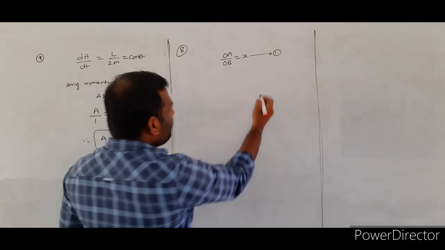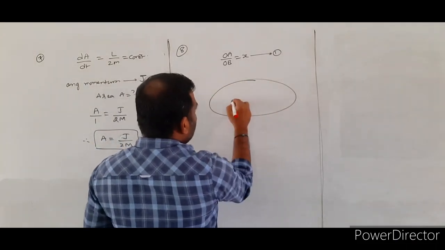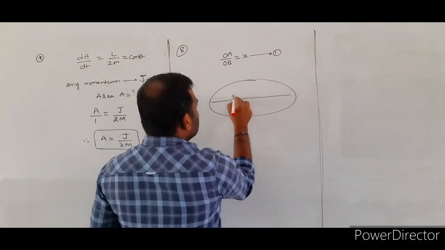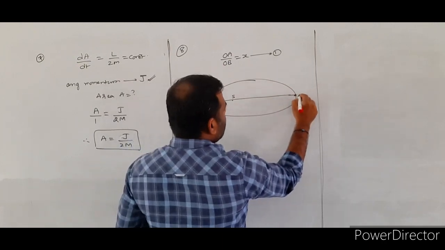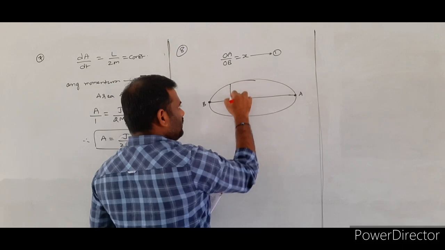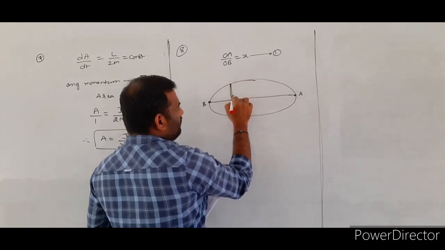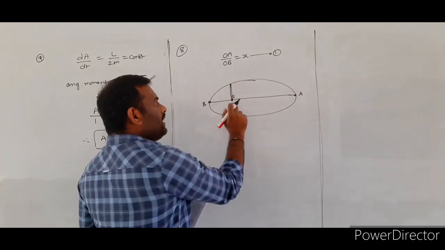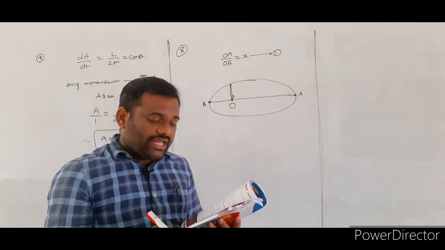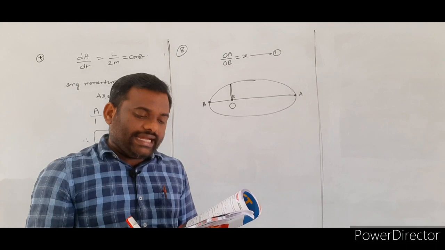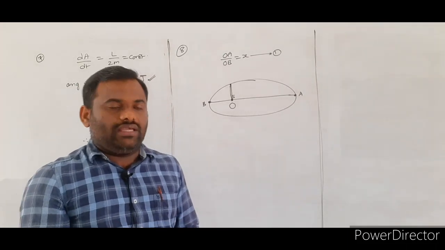So the given diagram is like this: an elliptical orbit, and here the sun will be there. This point will be taken as B and this point will be taken as A, and this point will be taken again as O. At the point O, the sun will be there. Now they are asking what the ratio of the speed of the earth at B and A will be.